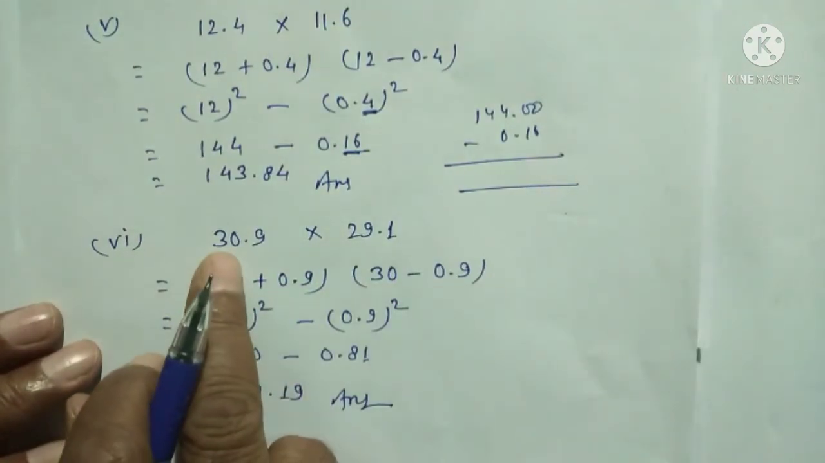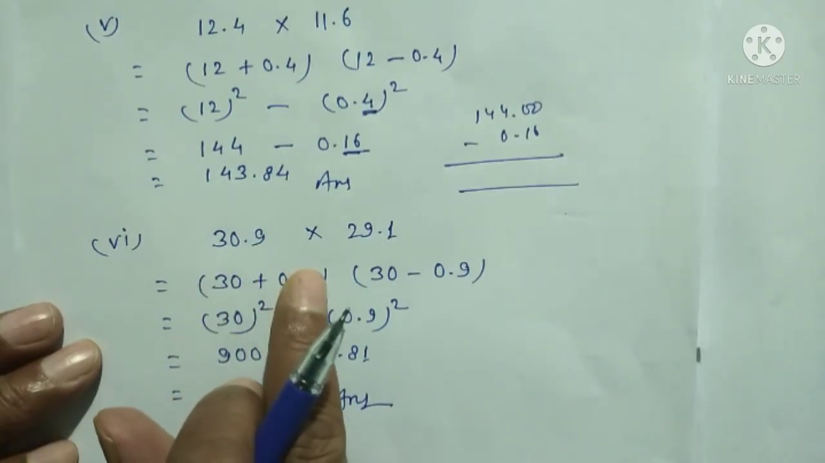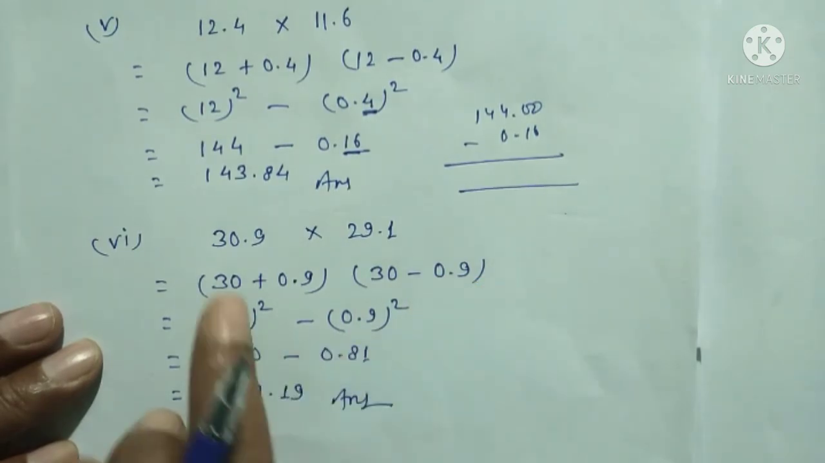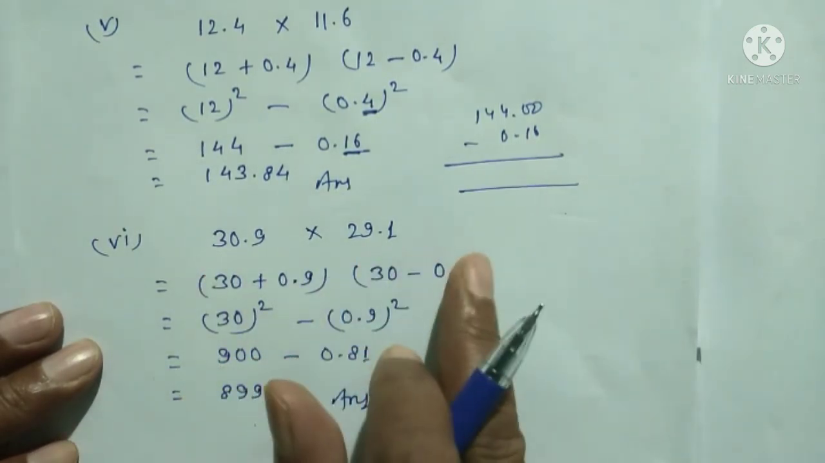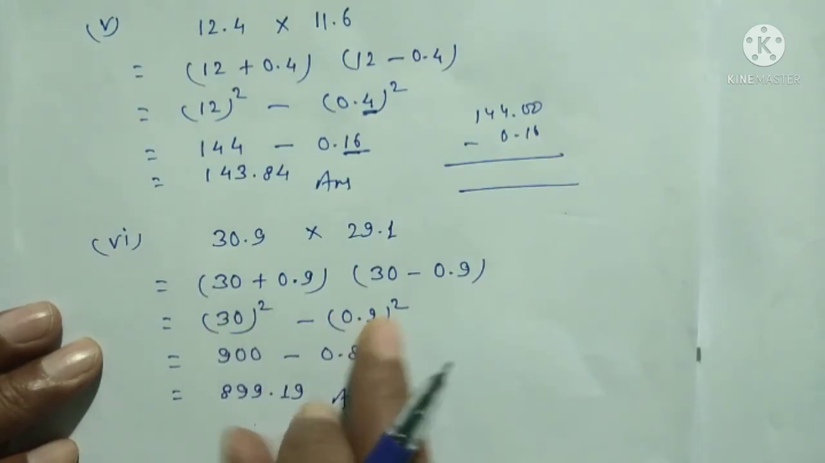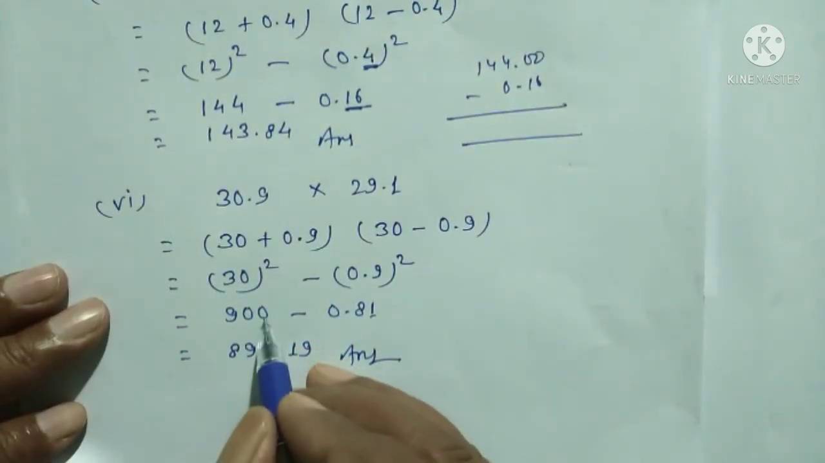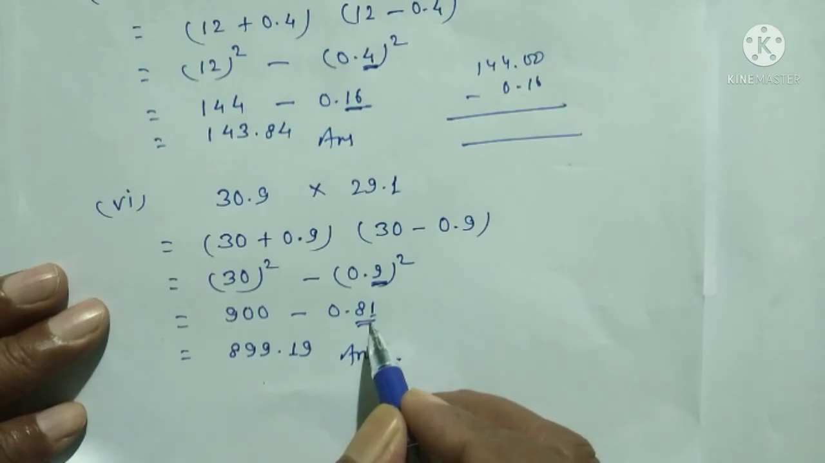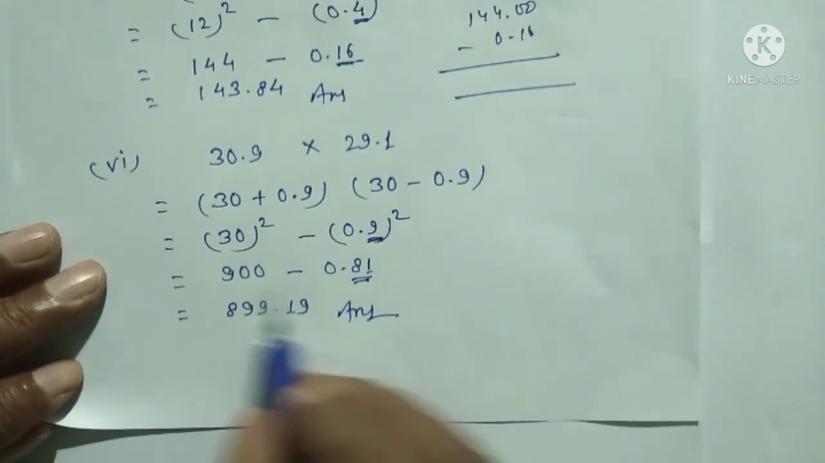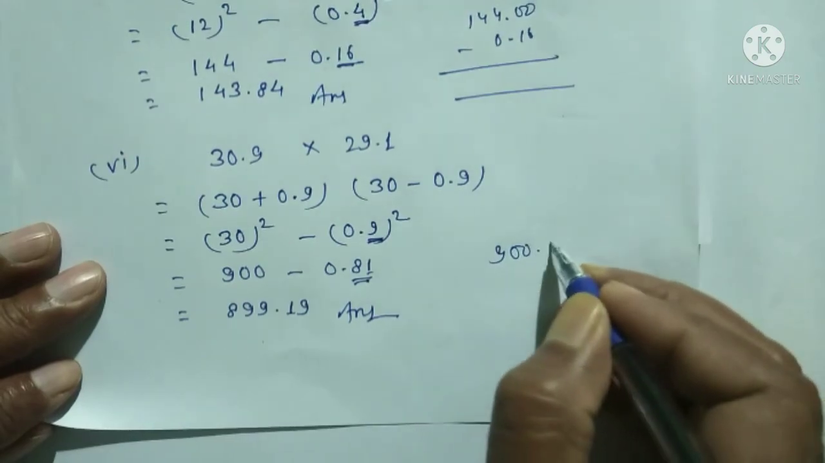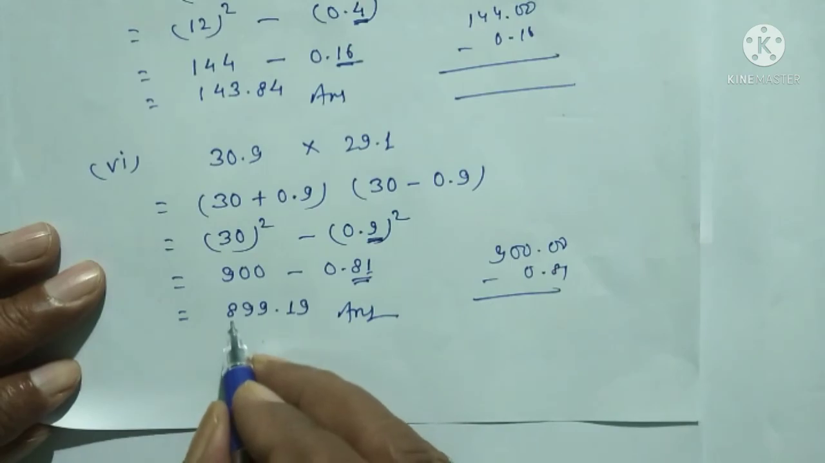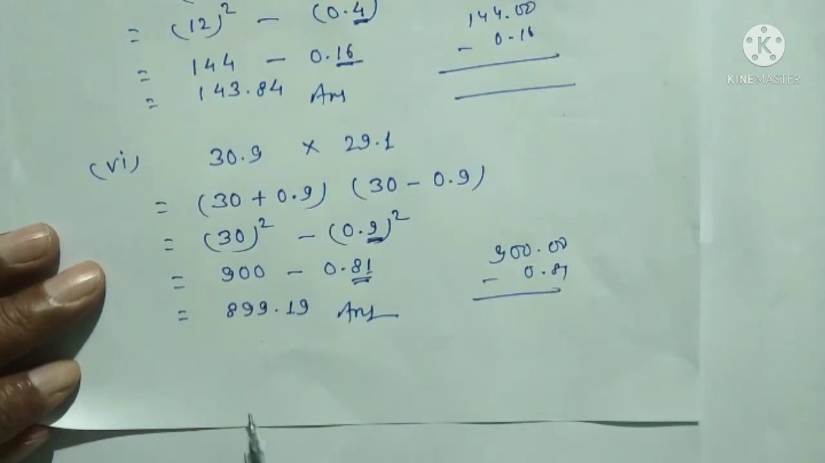Similarly, 30.9 means 30 plus 0.9, and 29.1 means 30 minus 0.9. So a plus b into a minus b is a square minus b square. 3 threes are 9, and 1 zero makes it 900. And there is 1 digit in the decimal part, so 9 nines are 81, and 2 digits will be there in the square of 0.9. Now subtract: 900 means 900.00 minus 0.81. It will be 899.19.